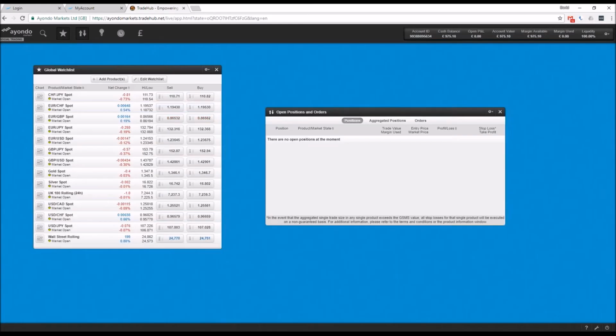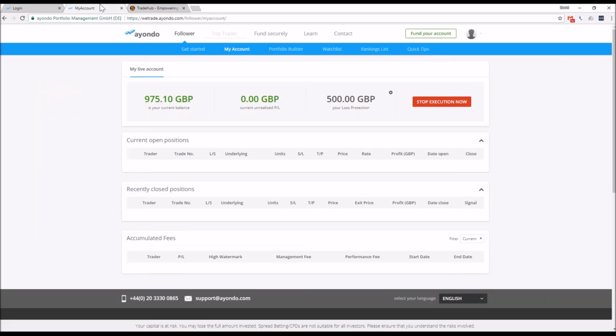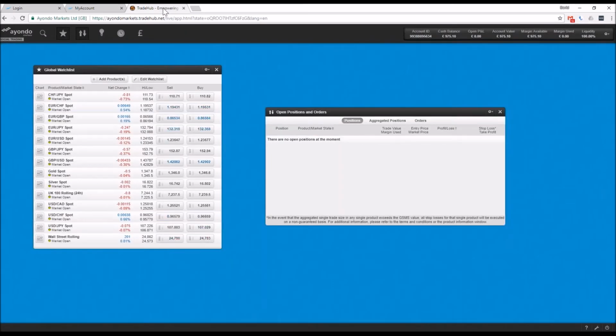Okay, so it's really easy to have either, which is what I have, the high level view: what's going on, how much money have I got in the account, what's my P&L, do I have any open trades, and adjust my loss protection. But if you want to drill down into a bit more detail, you can do that via the Trade Hub account, or the Trade Hub log on that way, and that's it. It really is that straightforward.